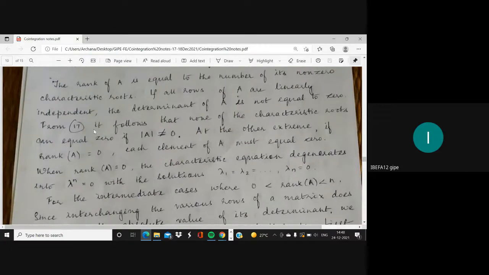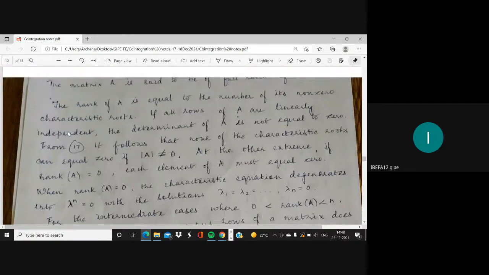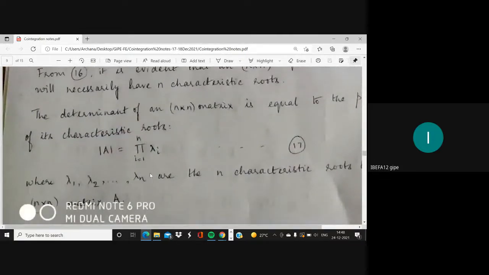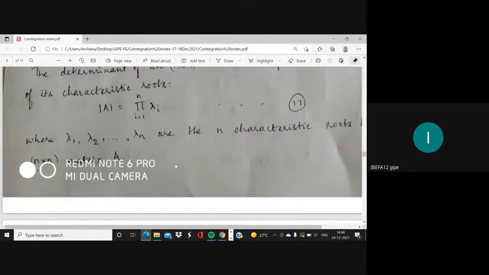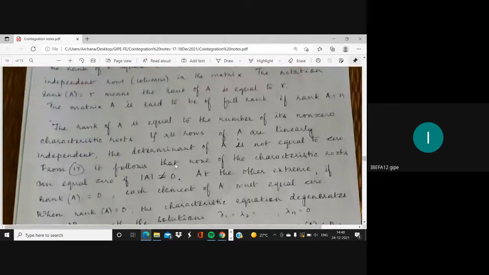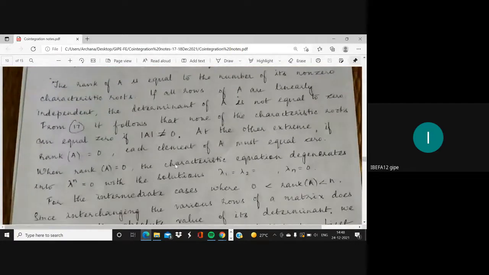Now, from 17, only if there is linear dependence, if all the rows are linearly dependent, then the determinant value will be equal to 0. Okay. Now, from 17, what is equation 17 here? In this equation, the determinant of a square matrix is equal to the product of its characteristic roots.